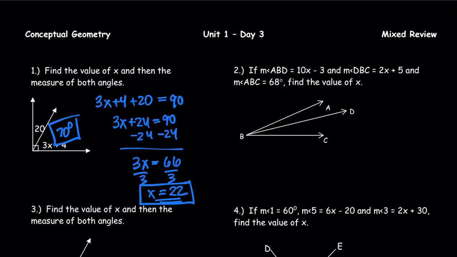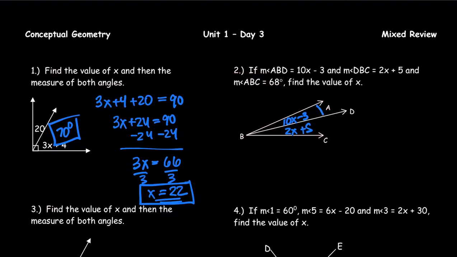Okay, question number 2. It says measure of angle ABD. So I'm going to trace it. ABD. So that's this top angle. It's 10x minus 3. There's not a lot of room here, but let me try and squeeze that in there. 10x minus 3. Then it says the measure of angle DBC. DBC. So that's that bottom angle, it's 2x plus 5. Again, kind of small, but let me squeeze it in. 2x plus 5. And then finally, it says measure of angle ABC. So that's the whole thing that represents this whole angle here.